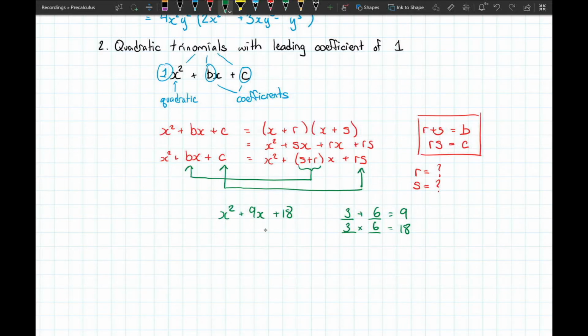But now that you found those two numbers, we can factor this and say x plus 3 times x plus 6. And you can check by distributing that it does in fact give you x squared plus 9x plus 18. So this strategy revolves around a little bit of guessing and checking, seeing if you can find two numbers that add up to the middle coefficient and multiply to the constant term. Just make sure you've got it written in x squared plus bx plus c form before you try this.